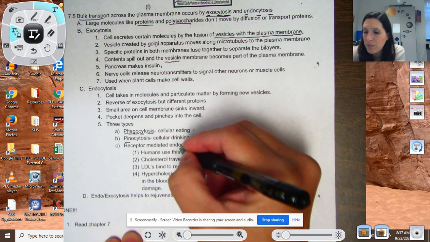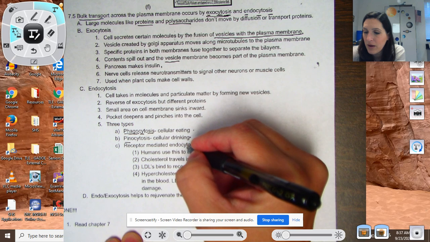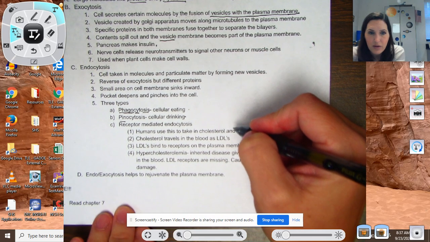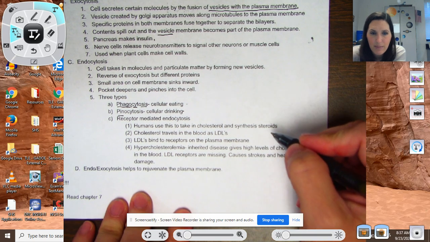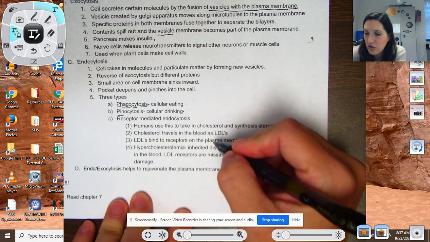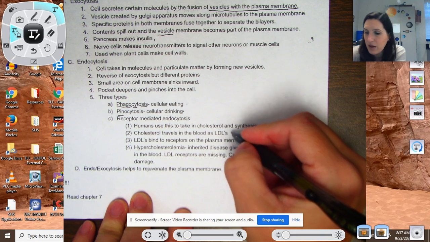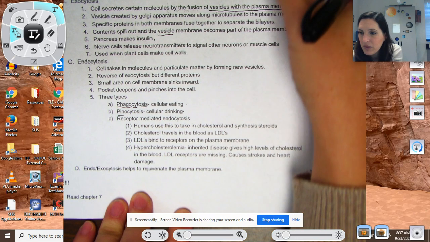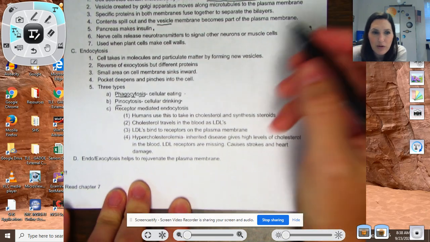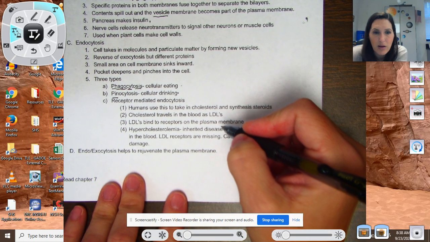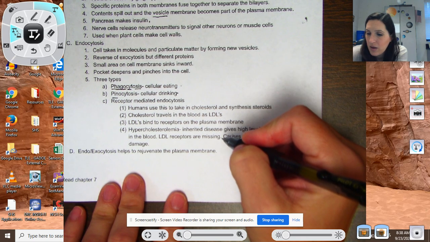And receptor-mediated endocytosis. So humans use this to take in cholesterol and make steroids. Cholesterol travels in the blood as an LDL. An LDL cholesterol is a bad cholesterol. We want low numbers of LDL. LDL binds to receptors in plasma membranes.